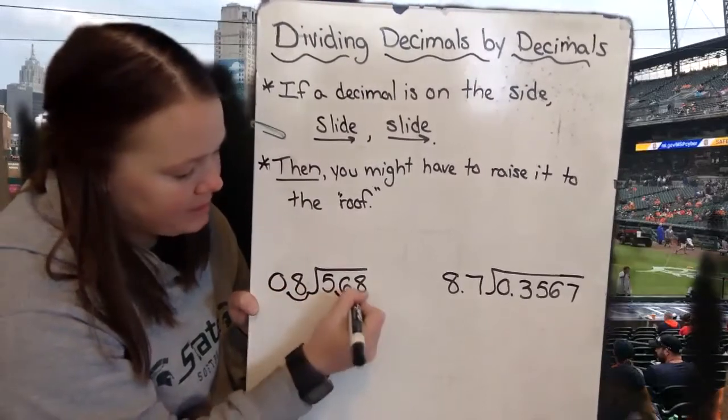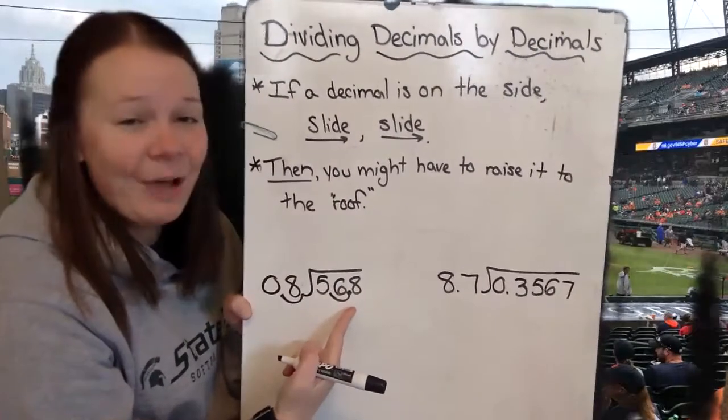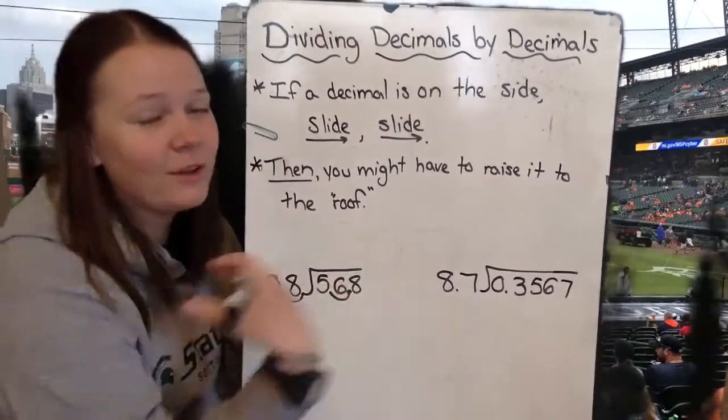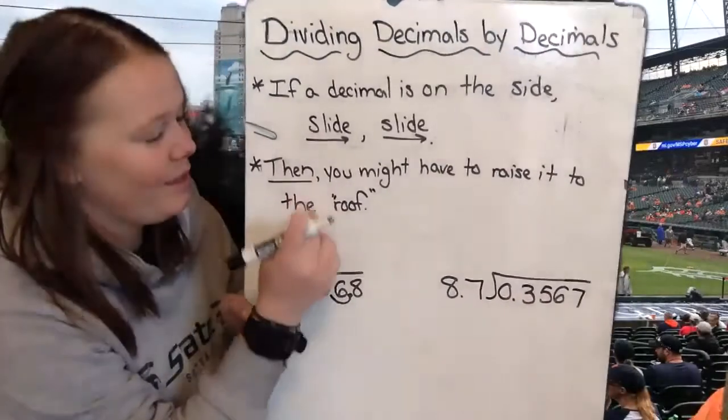And the same here, we're going to slide it over once. Now, if you notice in this one, where's the decimal? It's in the house still. Okay, all the other ones we've done so far, the decimal got out of the house. So if the decimal's in the house, what are we going to do? Raise it to the roof.